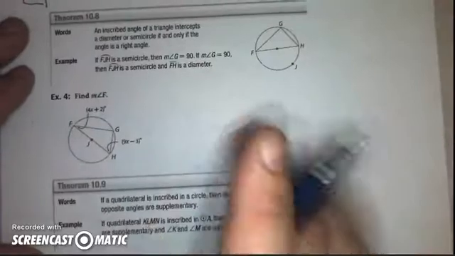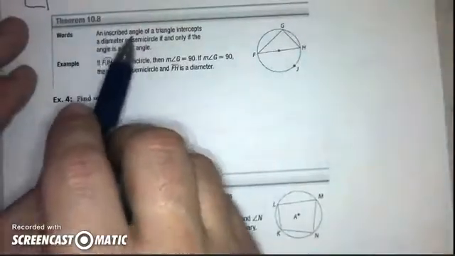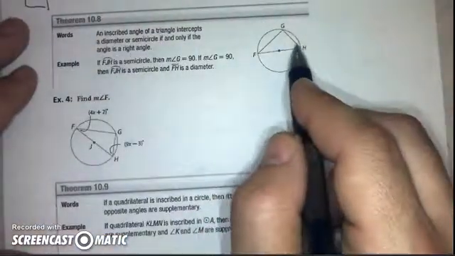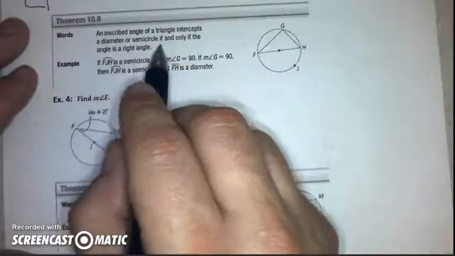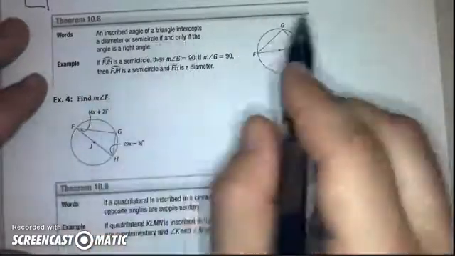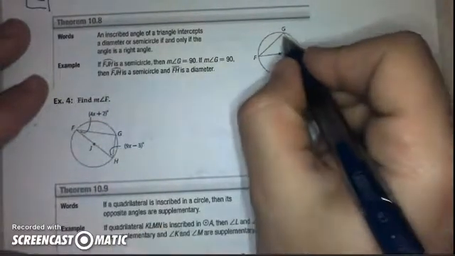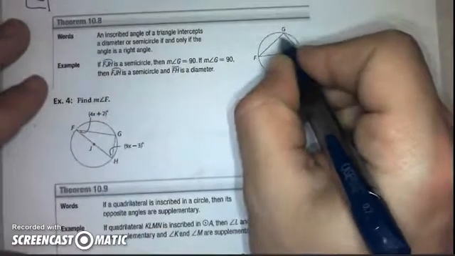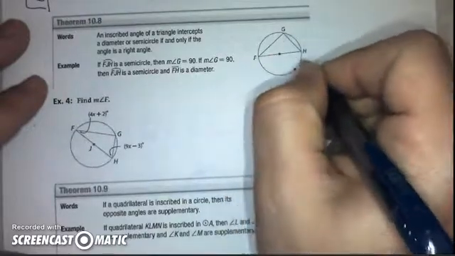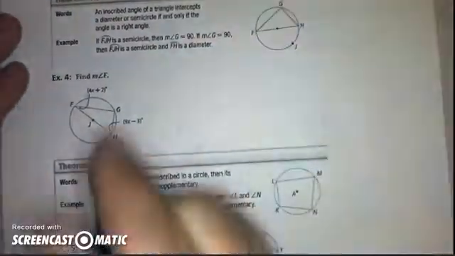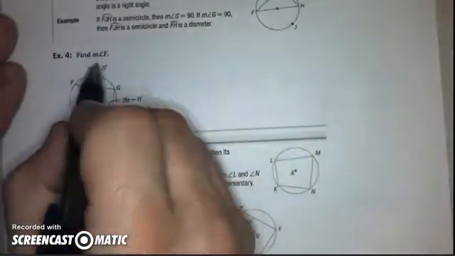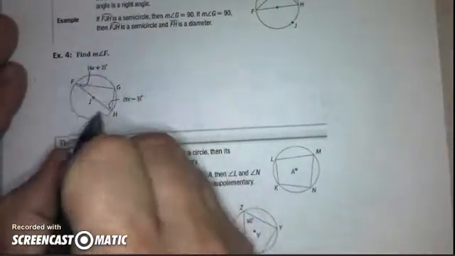All right, so that leads us to our next theorem, that if we have an inscribed angle of a triangle that intercepts the diameter of a semicircle, that's if and only if the angle is a right angle, which comes back from things that we've already talked about. Okay, this has to be a right triangle, so that has to be a right angle because it intercepts a semicircle.